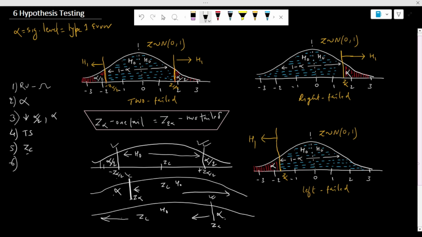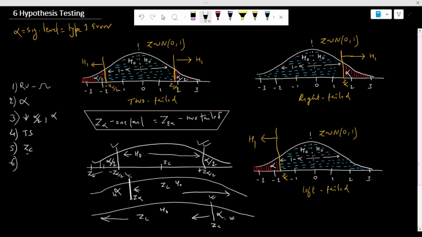But if our calculated score lies in the region of type 1 error, that is alpha by 2 for two tail test and alpha for either left tail test or right tail test, then in that case we reject the null and we make the decision in favor of the alternative hypothesis. So let's say for the two tailed case, if our calculated Z score lied over here, so this is in the region of the type 1 error, then we reject the null and we make a decision in favor of the alternative hypothesis.